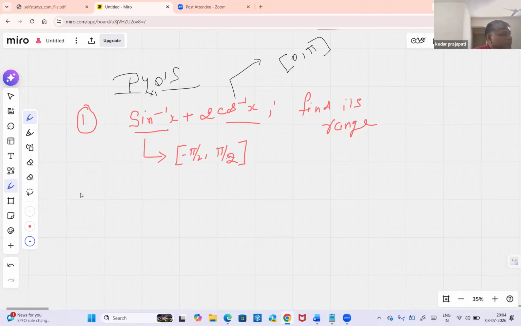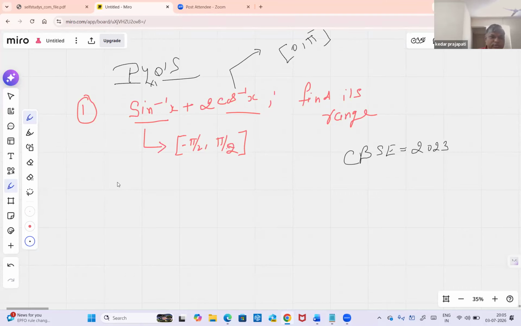This question came in CBSE 2023. So it's a very good chance that again it will come or similar questions will come. Maybe if you want, you can take a note also. And these are important questions. Similar kind of question also comes in JEE.